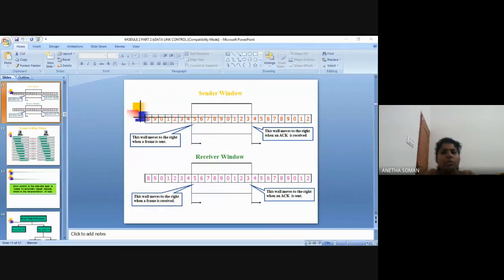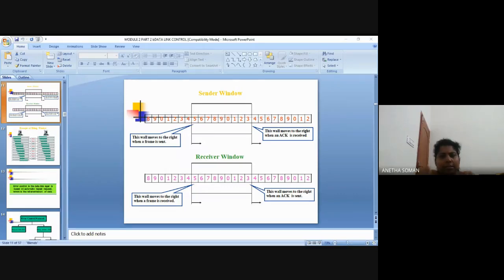Yes, okay. So flow control means you are making a set of procedures to inform the sender how much data it can send before waiting for an acknowledgement. You can have two different categories of flow control. One is stop and wait. The other one is called the sliding window.